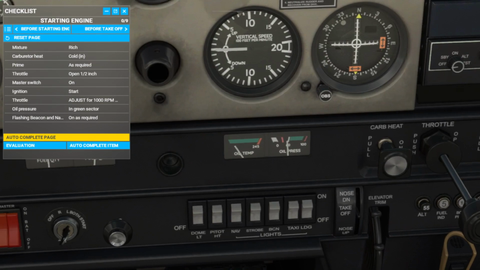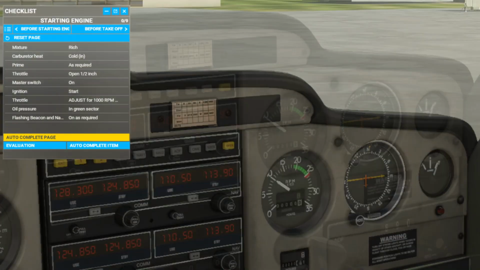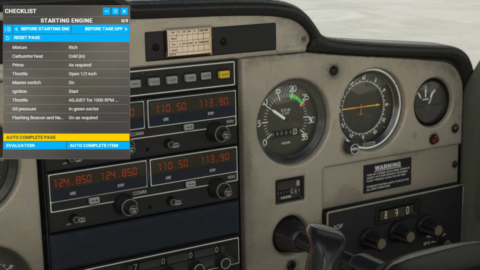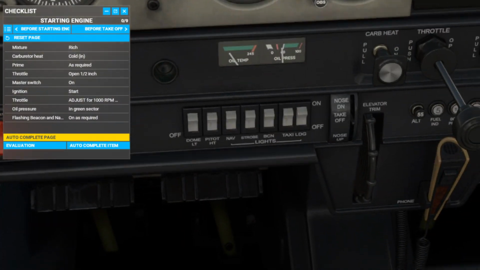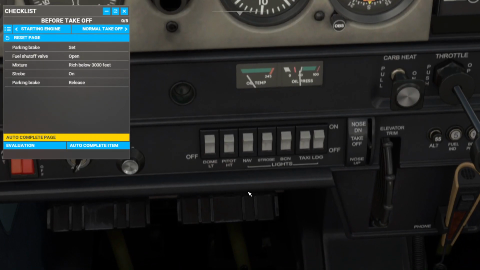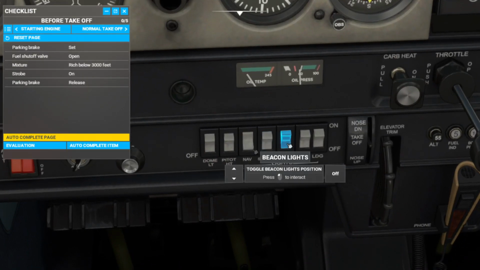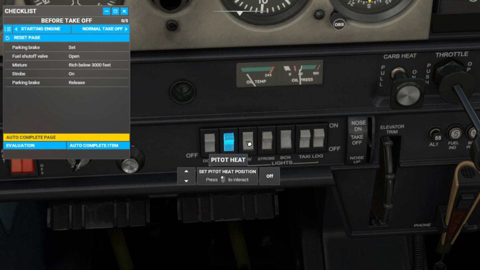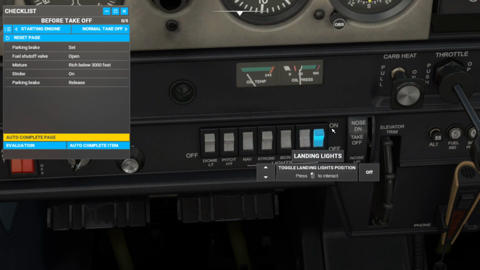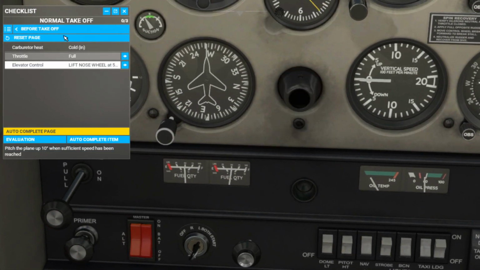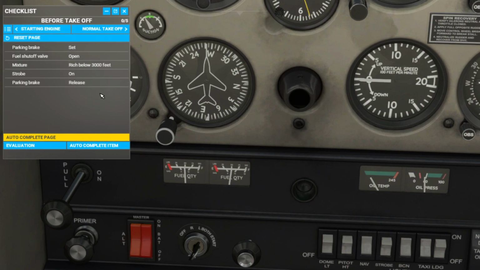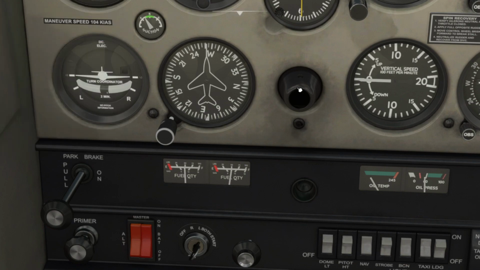We also have to have the beacon and navigation lights on. Nav and beacon. We can also turn on the taxi light, because we're going to have to taxi a bit. At this point, you usually have to talk to the ATC and get a clearance for takeoff, but for now we're just going to keep it that way.